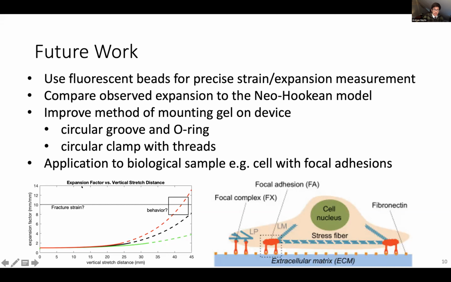And again, we really want to use these fluorescent beads to get a more precise strain expansion measurement and to compare it to this analytical model that we have. And what we expect right now to happen is that when the gel is stretched closer to this fracture strain at about 10 times expansion, then the behavior will deviate a lot from the analytical expectation.